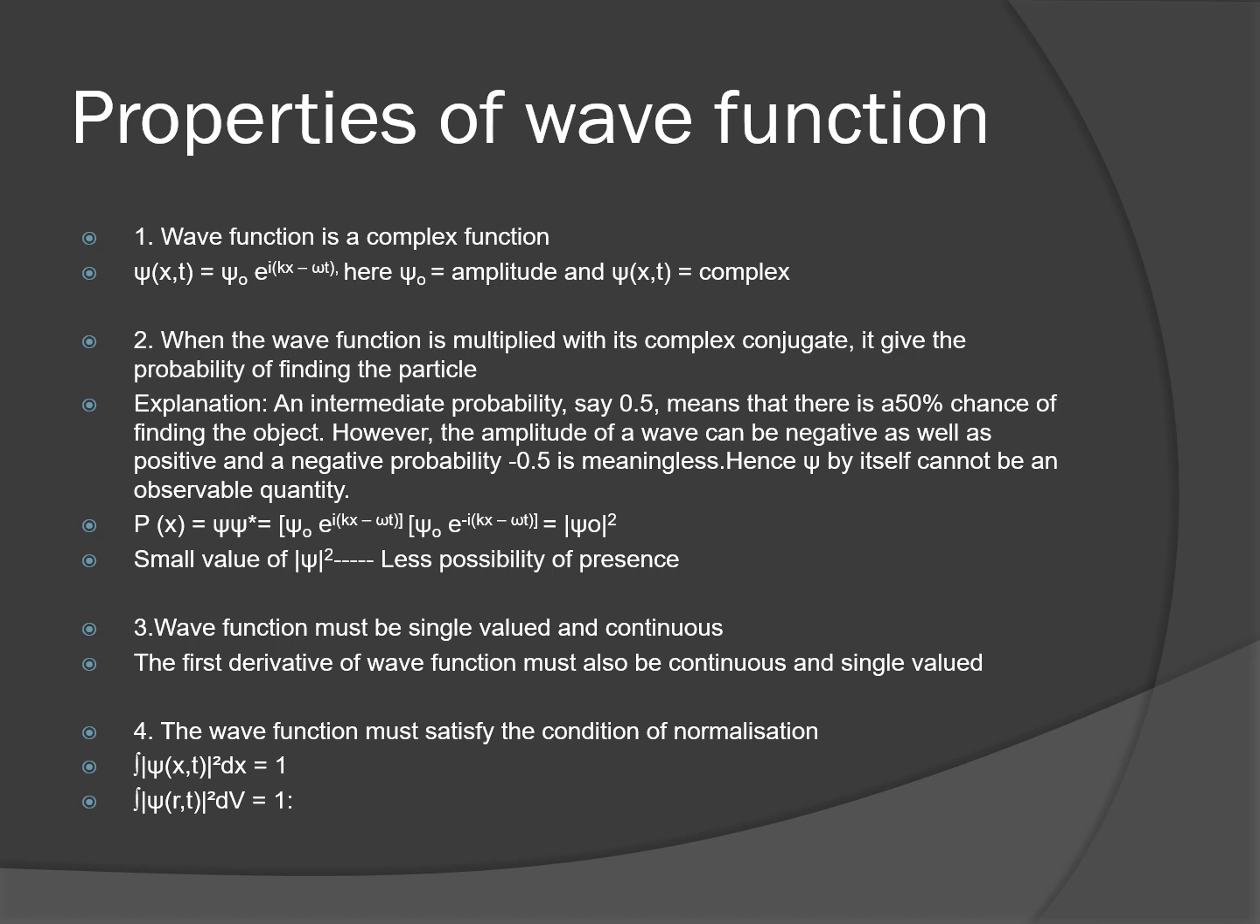So on the whole, what is the conclusion? What is the wave function? It is a function which describes the behavior of the electron based on its position and time. What are the properties we can remember in simple words? It must be complex. It must be single valued. The derivative of the wave function must also be continuous and single valued. The wave function by itself has no meaning. When I multiply by its complex conjugate, it represents the probability density, and the wave function must be normalizable. So these are the properties of the wave function.